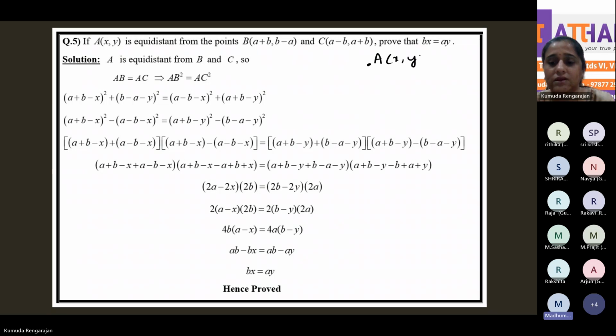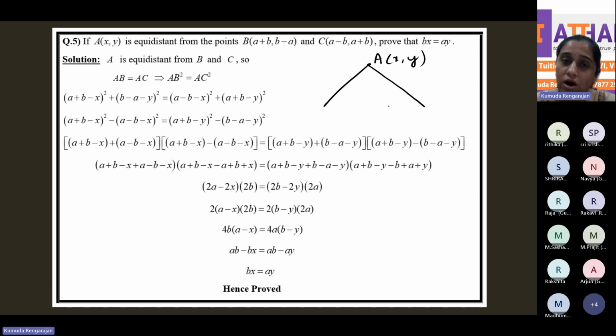Ma'am, I have a doubt. Yeah, sure. Ma'am, can we use the midpoint formula for the same question? No. The 3 points A, B, C can be collinear or non-collinear. If you assume they are collinear, then A will be the midpoint of B and C. But you cannot assume that the points are collinear and proceed. So this is a generalized one, where the points are not collinear. Okay, ma'am.